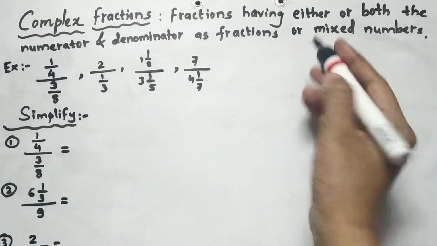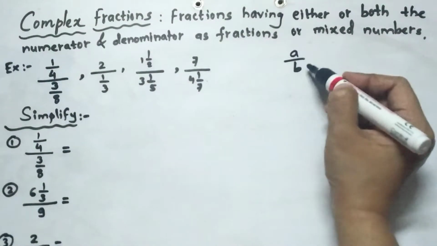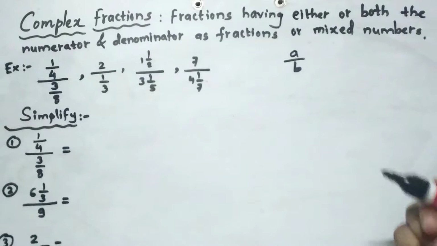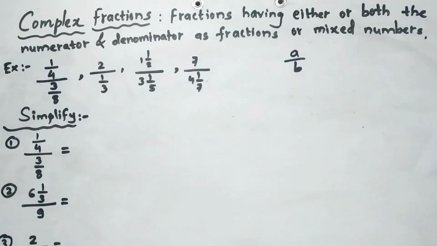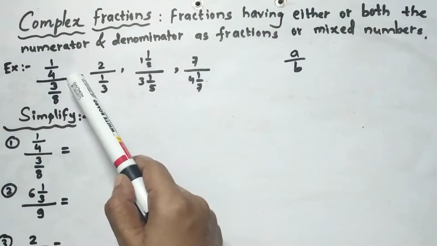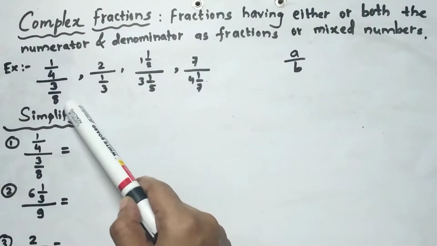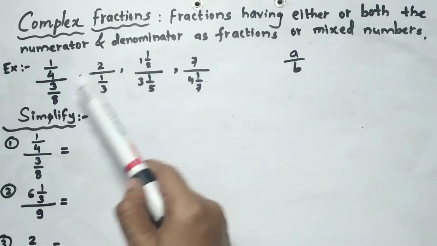Generally we know that fractions are in the form of a by b, where a and b are natural numbers. If a and b are both in the form of fractions again, then they are called complex fractions. For example, here you can see 1 by 4 divided by 3 by 8. Here the numerator and denominator are both in the form of fractions.